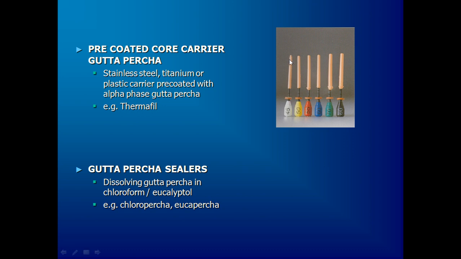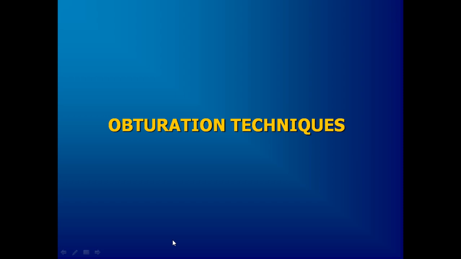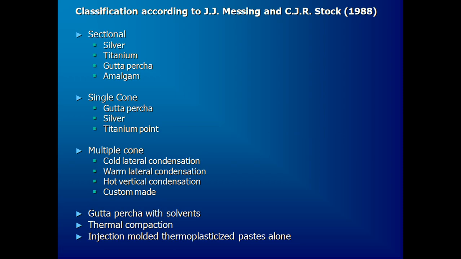So this form of gutta-percha is also used in the thermoplastic gutta-percha technique, which we will be covering again later. So just remember the different forms of gutta-percha, and these have also been attempted by mixing them within the sealers known as Chloropercha and Eucapercha. So coming to the different obturation techniques.